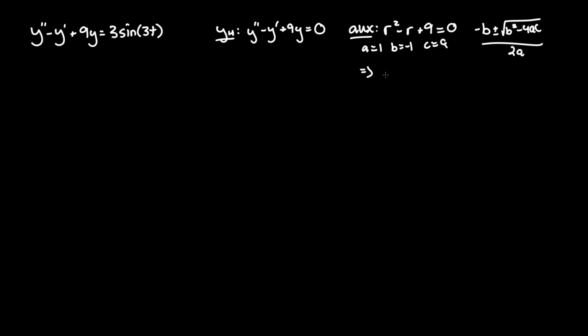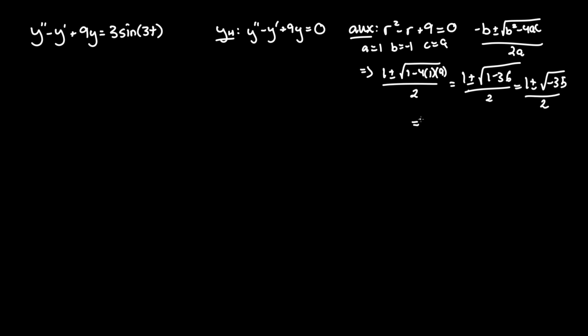So minus b is minus 1, or positive 1, plus minus square root of -1 squared is 1, minus 4 times a, 1 times c, 9, over 2a, or just 2 times 1. This equals 1 plus minus square root of 1 minus 36 over 2, which equals 1 plus minus square root of -35 over 2. And there are no square numbers for 35, so we have our r homogeneous solutions equal to 1/2 plus minus root 35 over 2 times i.